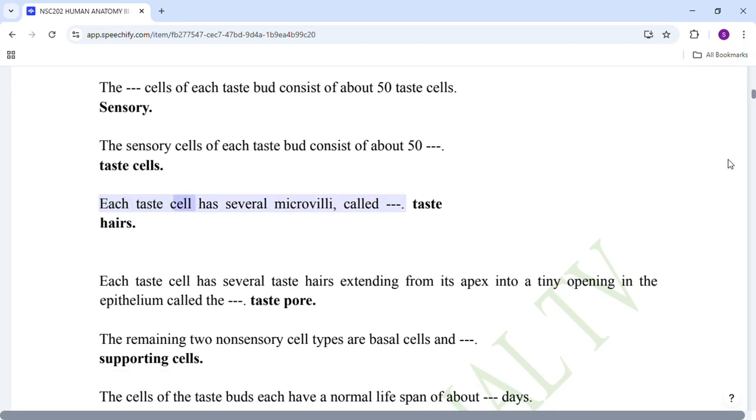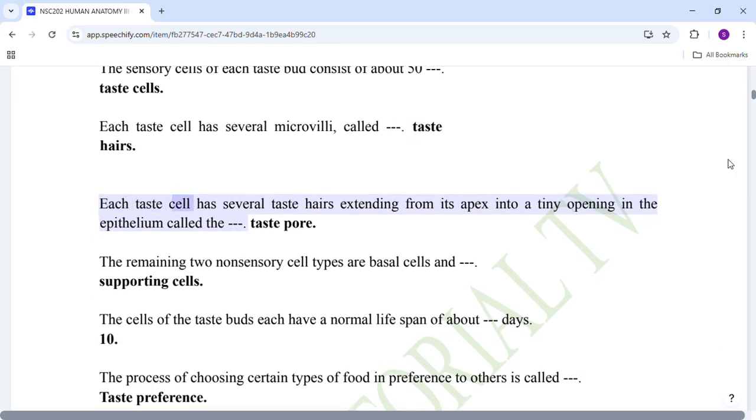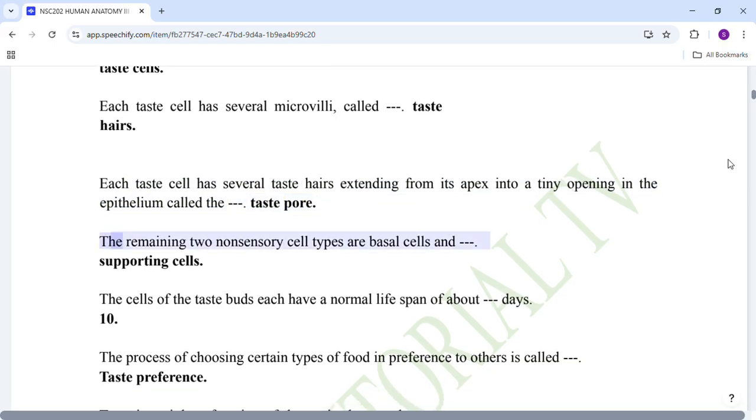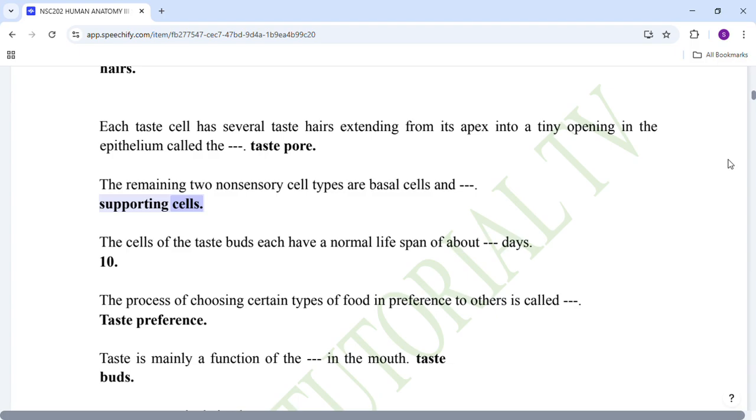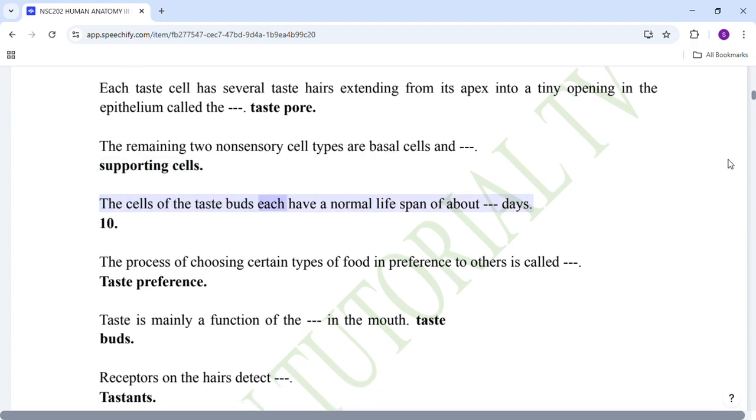Each taste cell has several microvilli, called taste hairs, extending from its apex into a tiny opening in the epithelium called the taste pore. The remaining 2 nonsensory cell types are basal cells and supporting cells. The cells of the taste buds each have a normal lifespan of about 10 days.